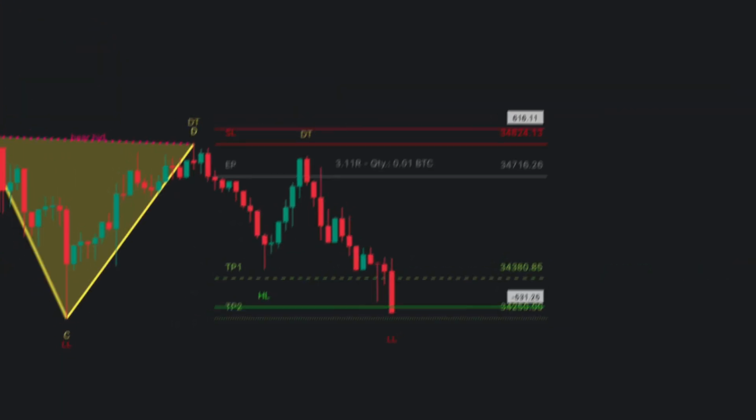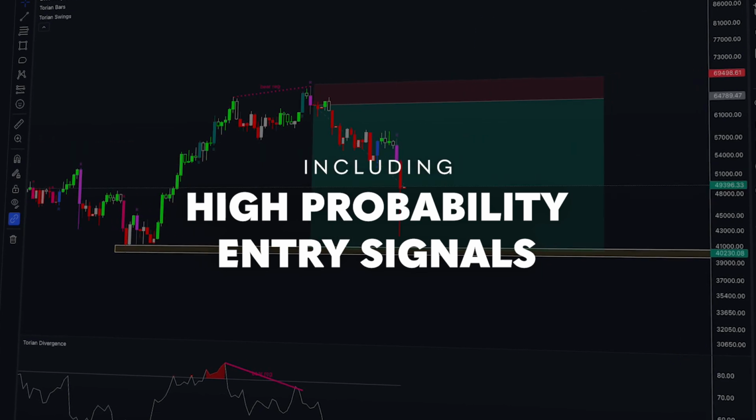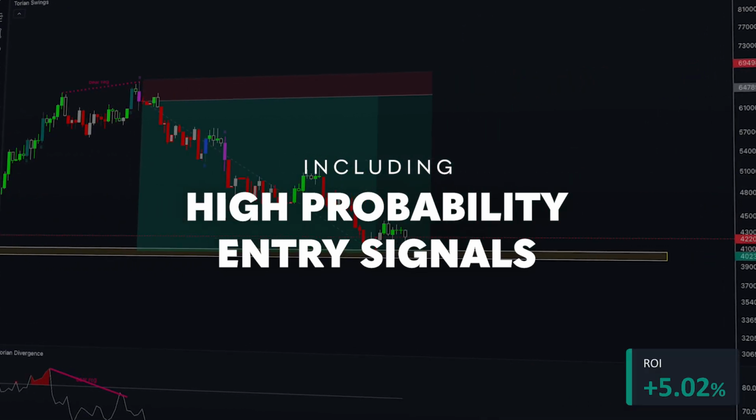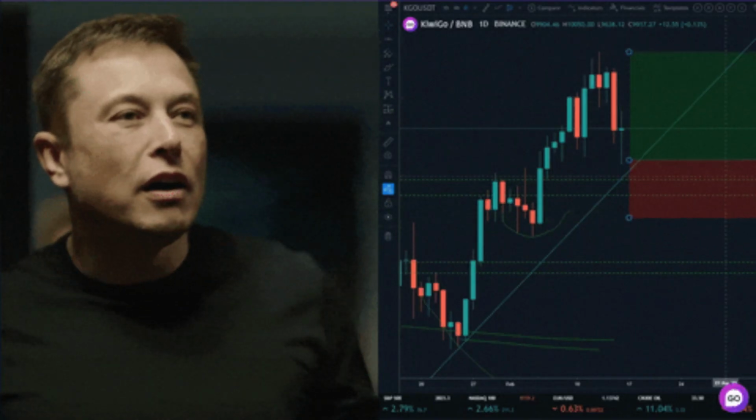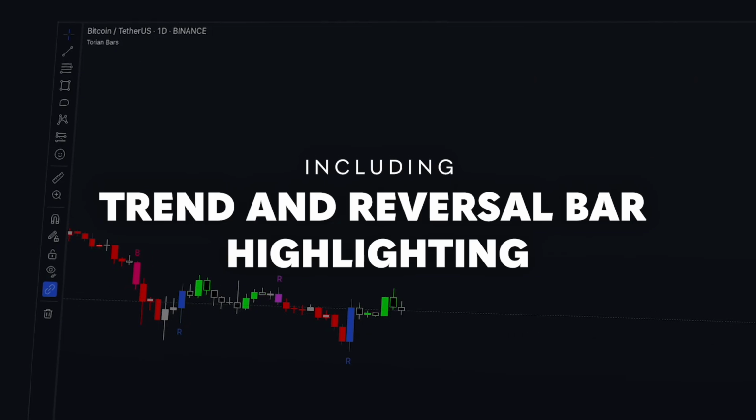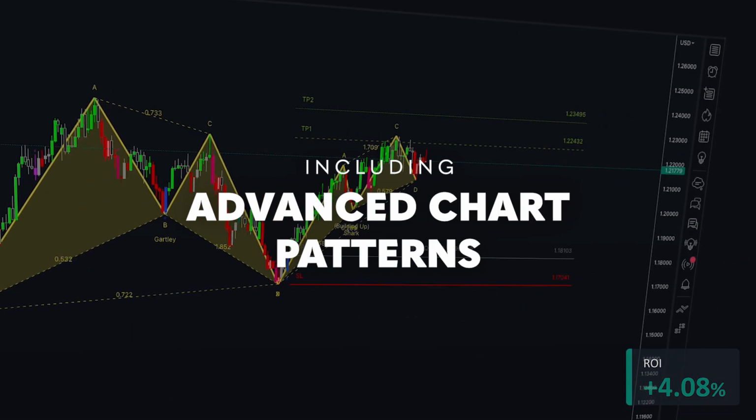In summary, TRN Swings stands as the perfect ally for traders looking to leverage market swings. Combine it with your trading knowledge and other analysis tools like TRN Bars or our chart patterns for the best results.